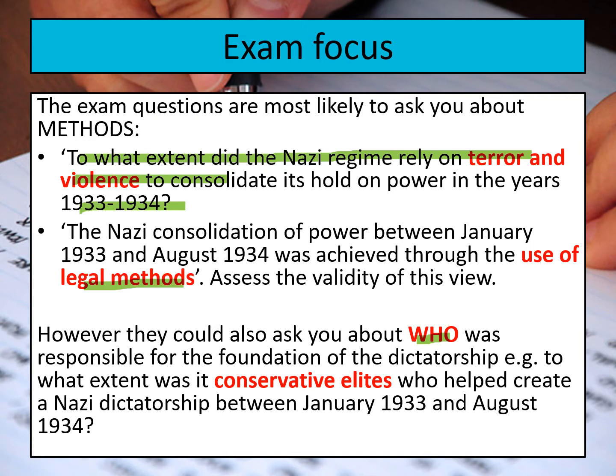So for instance, they could ask you something like, to what extent was it the conservative elites who helped create a Nazi dictatorship? Or they might ask you about things like, to what extent was it the SA or the army? And those kind of things. So they could technically ask you about who and different groups rather than asking you about things like terror and violence. So be prepared for both, and this video will help you with that.